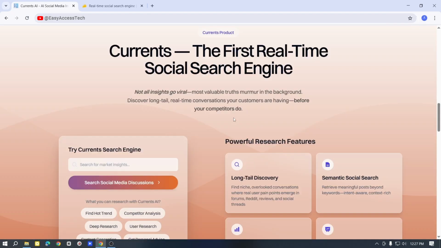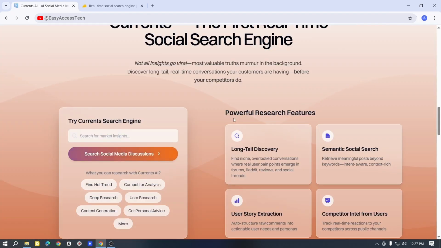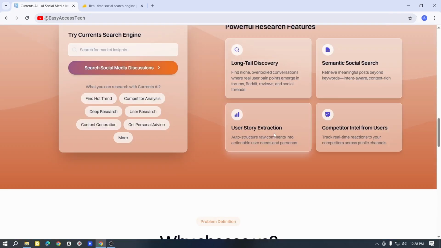Another important part is competitor tracking. Currents helps you to see what your competitors are focusing on and predict their moves. For example, if your competitor is about to push heavy ads in one area, you can know that early and prepare your strategy. This way you are never caught by surprise.